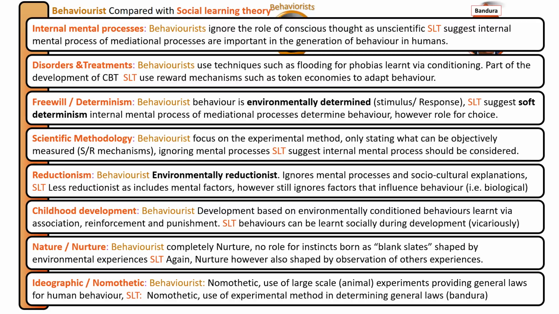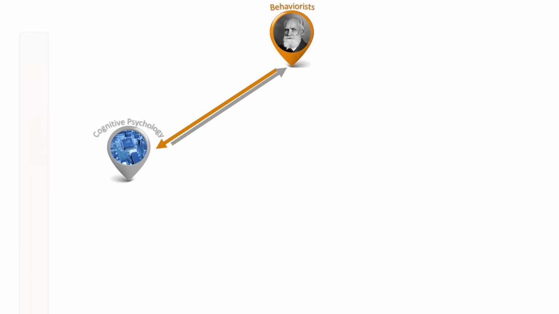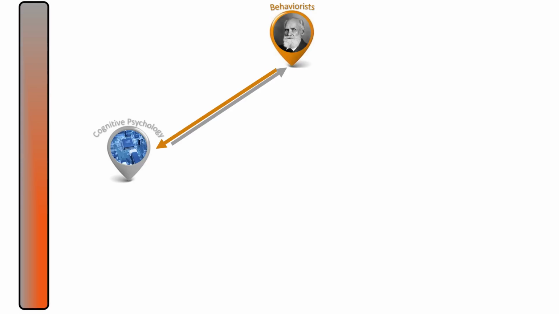And when it comes to the idiographic nomothetic debate, behaviourists are nomothetic completely. They rely on the use of large scale, mostly animal experiments, to provide their general laws of behaviour, but they then apply those laws of behaviour onto humans. Social learning theorists, again, are nomothetic. They rely on the use of large experimental methods in determining general laws of behaviour, such as Bandura's study with the Bobo doll. Next up, we have behaviourists compared to cognitive psychologists.